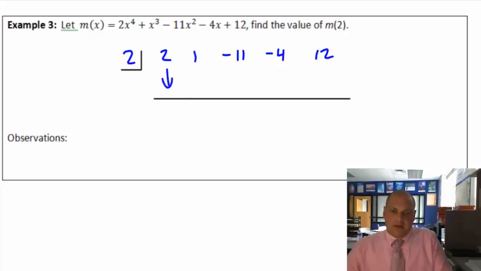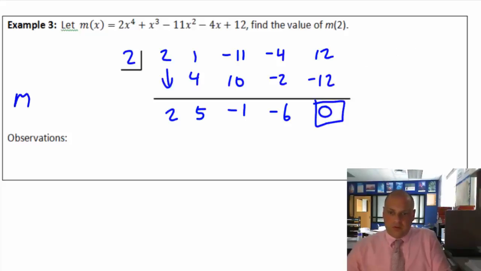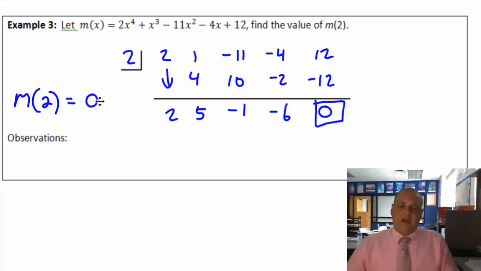All right, bring down my 2. Oh, this should have been, yeah, 2. Okay, so it's 2. 2 times 2 is 4. 5. 5 times 2 is 10. Negative 1. Negative 2. Add down, negative 6. Negative 12. 0. 0. M of 2 equals 0. That would be the value of M of 2.